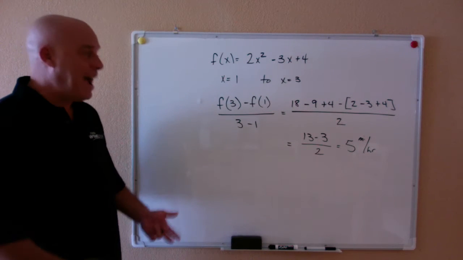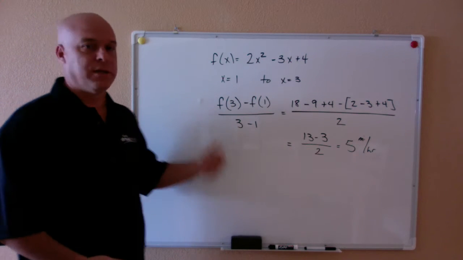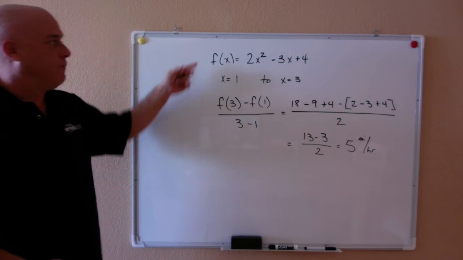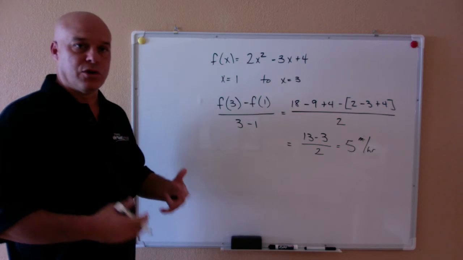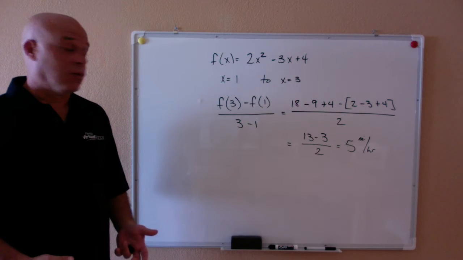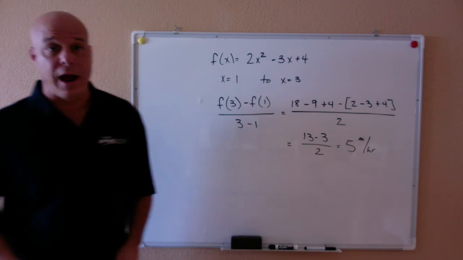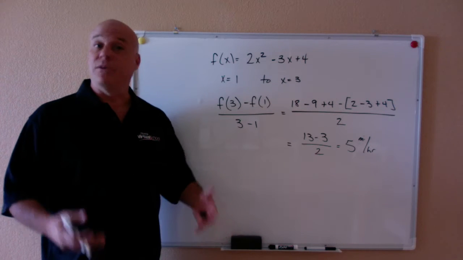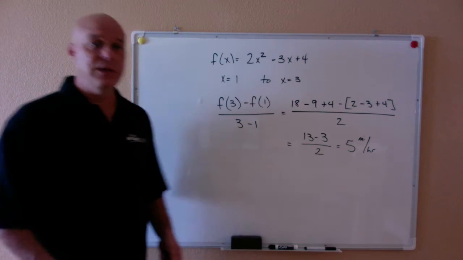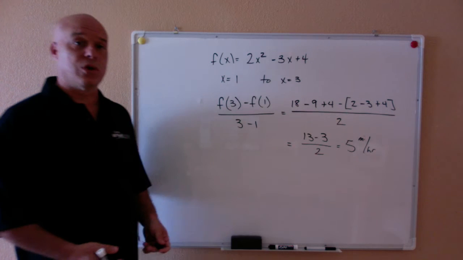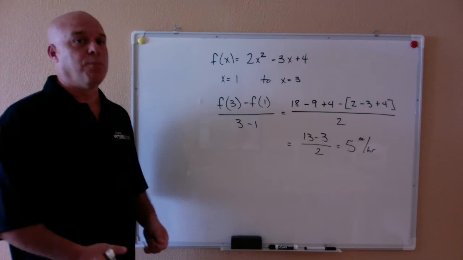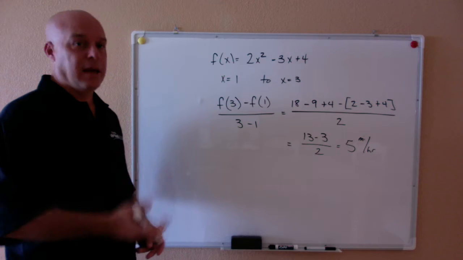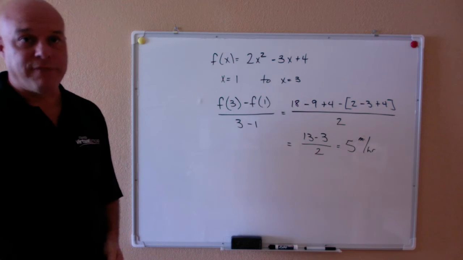So on average, from time equals 1 to time equals 3, whatever it is that the function is representing is changing at a rate of 5 miles per hour. Okay? So really simple, basic concept. It's what we've been doing since Algebra 1. Nothing's changed about that at all. We're still just talking about slope. We're talking about the slope of the secant line that connects 2 points on some graph f.